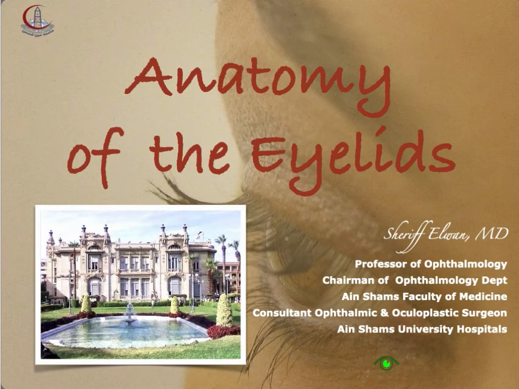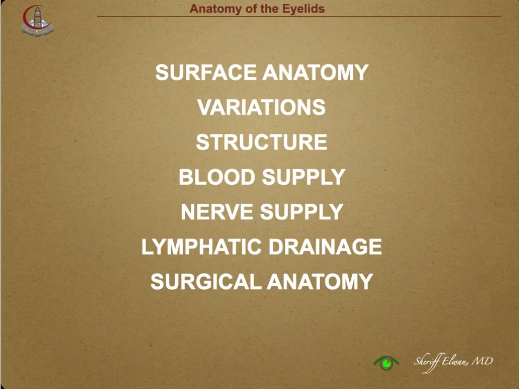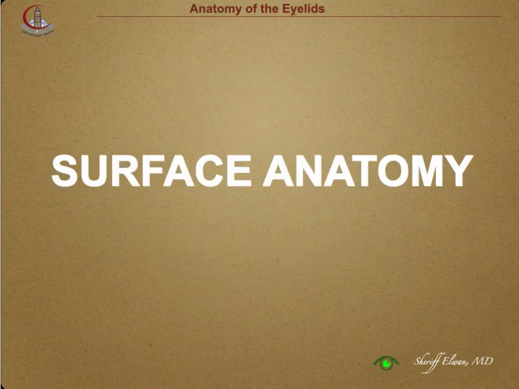This lecture is on the anatomy of the eyelids, and this is a part of my series on the anatomy of the ocular adnexa. Here I am going to go through the following titles. First is the surface anatomy of the eyelids, followed by the variations, and then we shall go through the structure of the eyelids, including the blood supply, nerve supply, and lymphatic drainage, and we shall end by a hint on the surgical anatomy. Now I shall start with the surface anatomy of the eyelids.